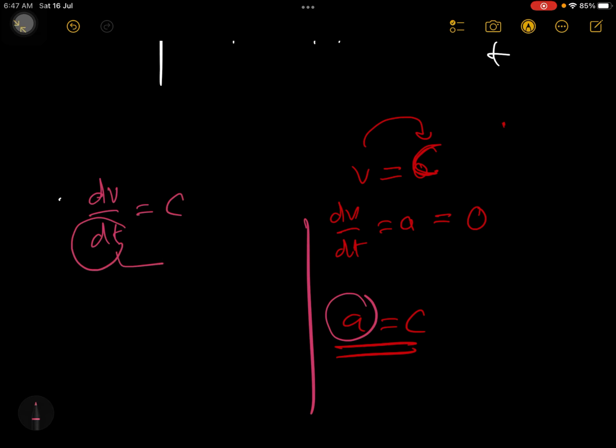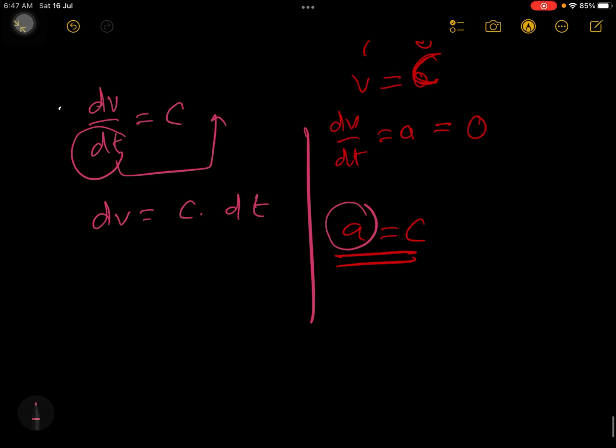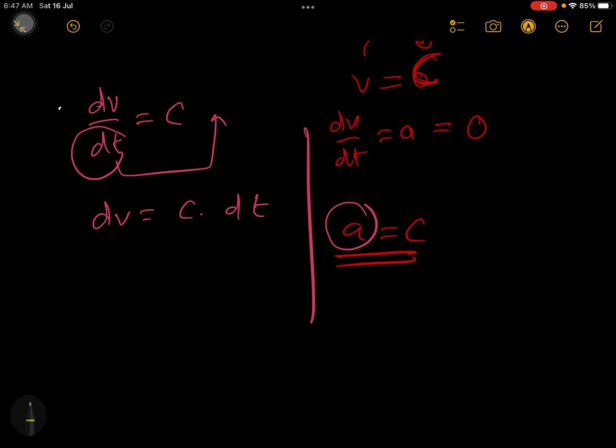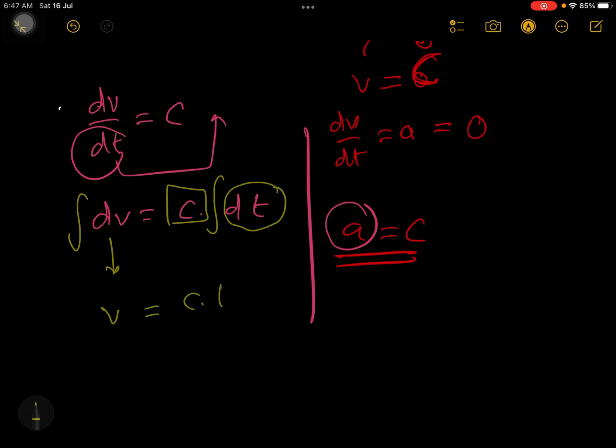Then this dt you take to this side, you write dv is equal to constant times dt, and in the very beginning chapters I have told you that these are the symbols of integration. Then we can simply integrate this, so here you have to put an integration sign, and here you have to put an integration sign. Always remember, a constant we don't differentiate, we don't integrate. So this part will become your velocity, and this part will become your time. So c into time plus any constant we will write here.